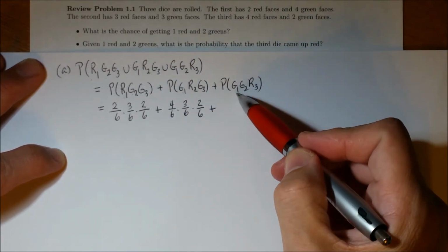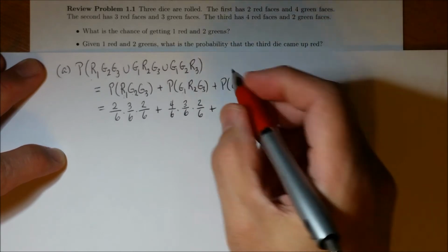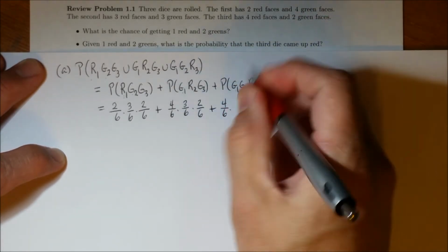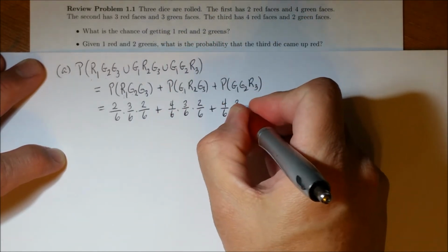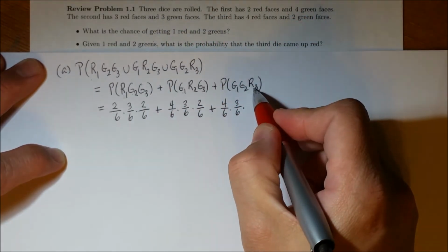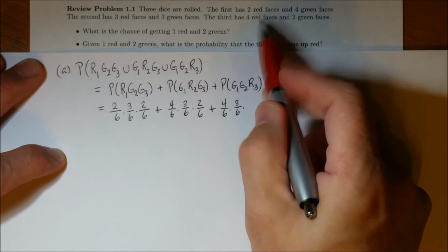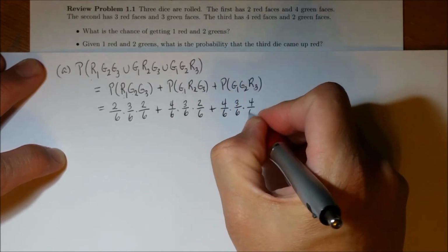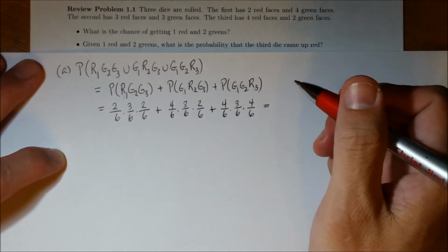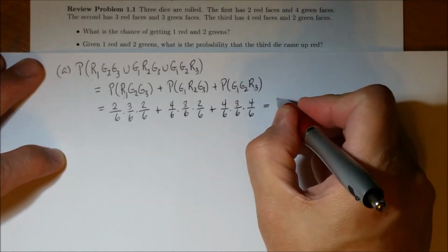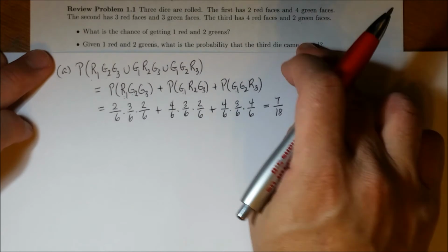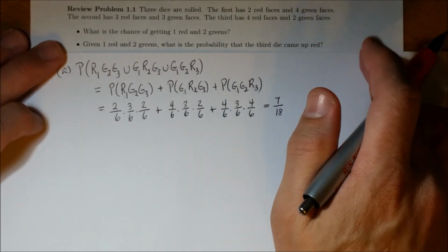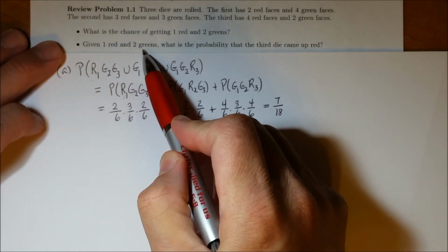Finally, the last possibility, chance of green on the first is 4 out of 6. The chance of green on the second is 3 out of 6. And the chance of red on the third is 4 out of 6. And so then it's just a matter of simplification, and if I did the arithmetic right, I believe the answer is 7/18.